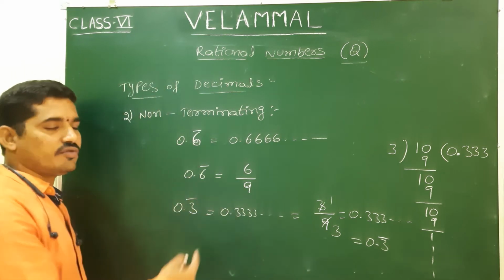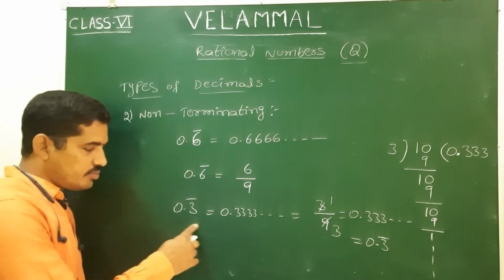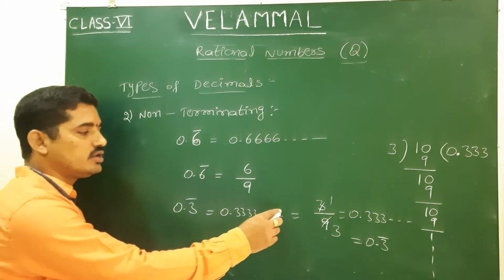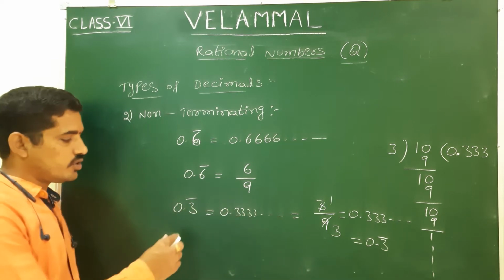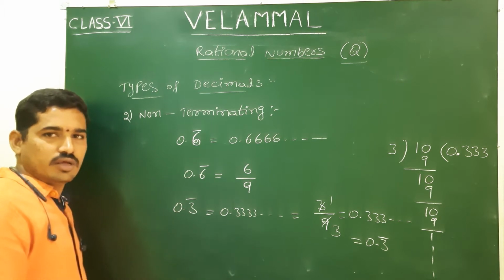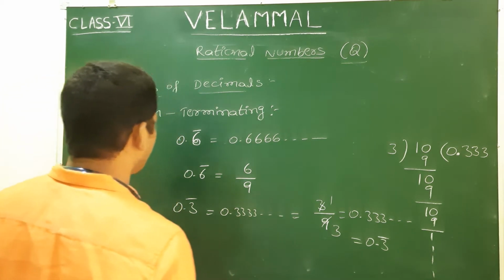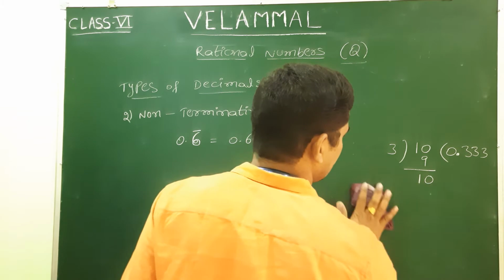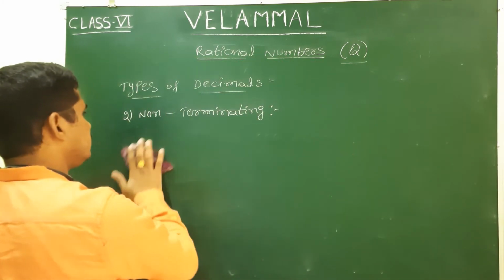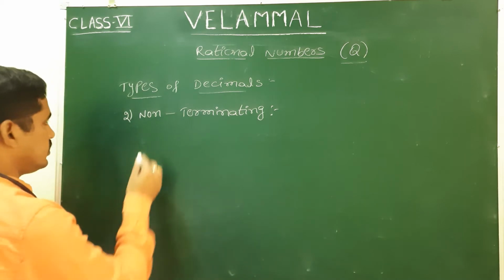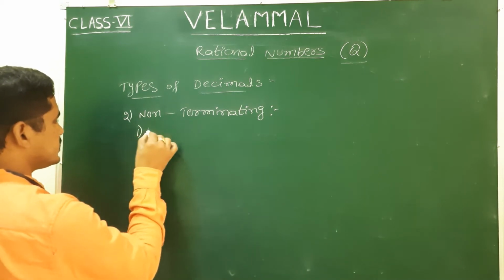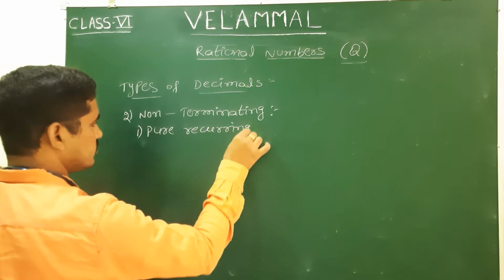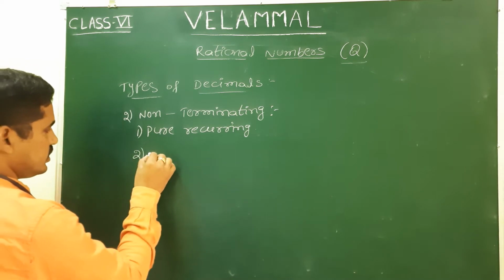So like this we can convert a given non-terminating, pure recurring decimal into the rational number form. Pure recurring decimal we can write in the rational number form. That is about the pure recurring. Next we are taking mixed recurring. Among non-terminating decimals, the first one we discussed was the pure recurring. Next we have the second one, mixed recurring.